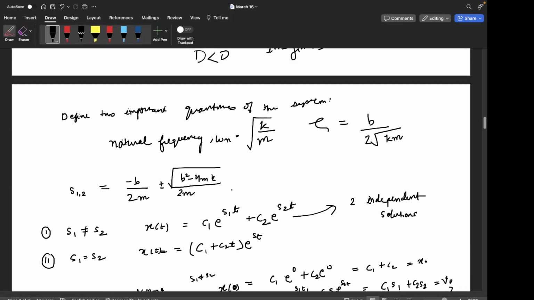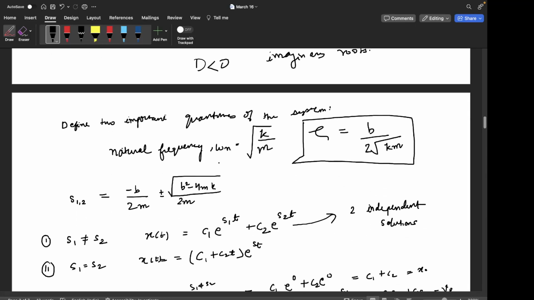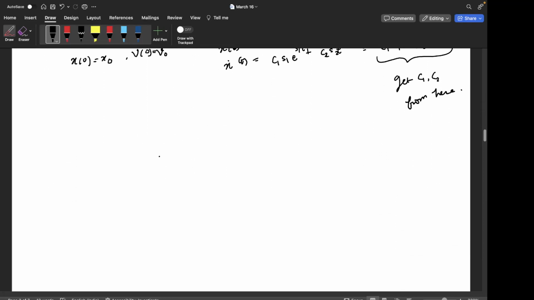All right, coming back to the two quantities that we defined here, let's see what values they can take and what happens in each case. This is the damping ratio, the Greek letter, I think this is xi. This is defined as b over 2 under root km.